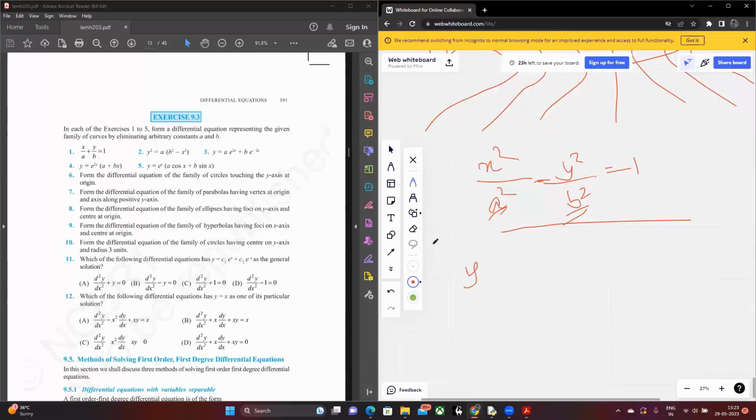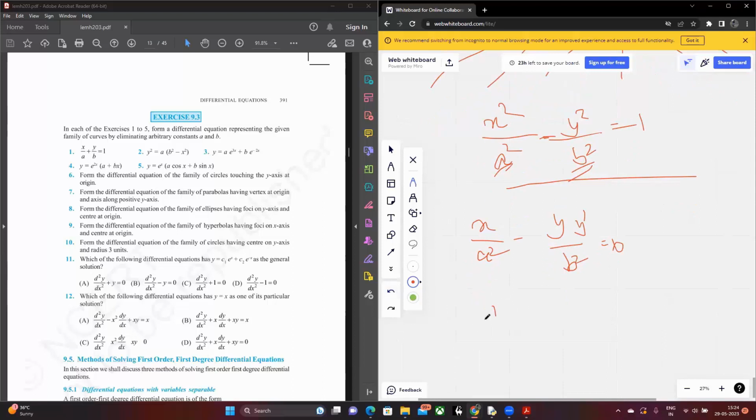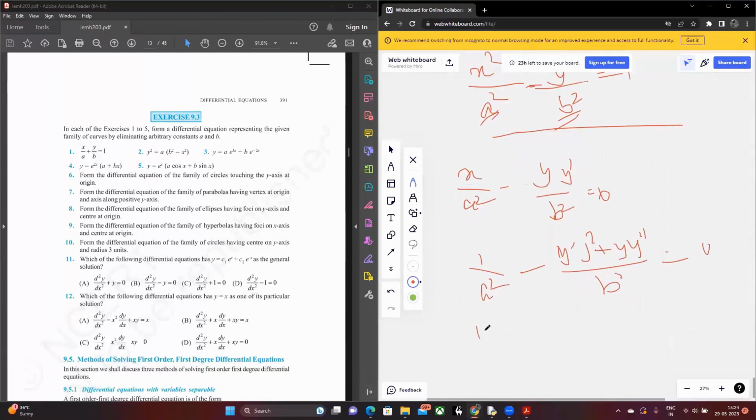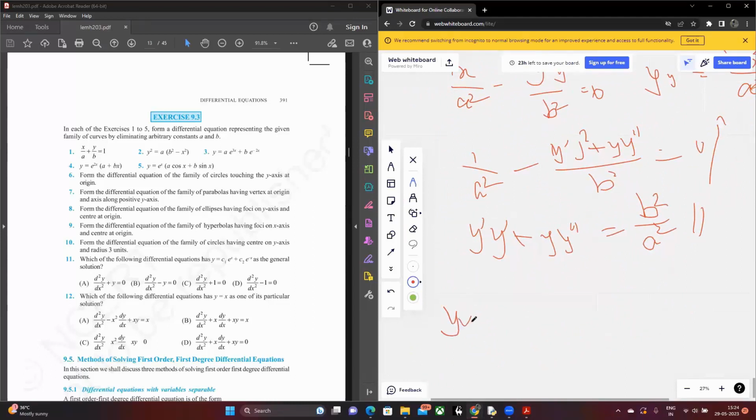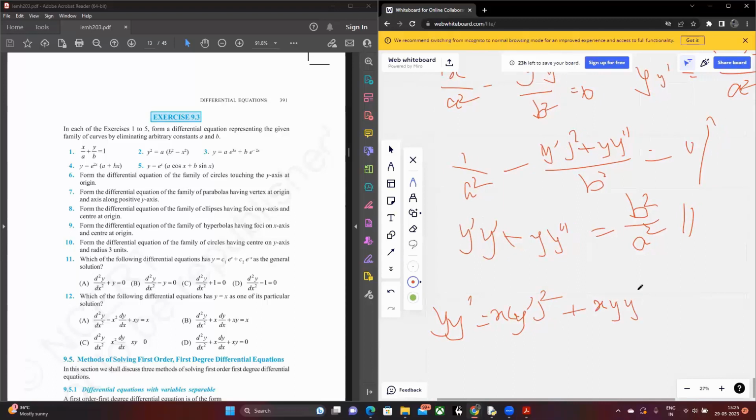Again, differentiated twice, you'll get x divided by a squared minus y dash by b squared equals 0, firstly. And then 1 by a squared minus y dash the whole square plus y double dash by b squared equals 0, right? And so you basically get the fact that y dash into y dash plus y double dash equals b squared by a squared, right? And from here you get that y dash is equal to b squared by a squared into x, right? And so from here, substitute this in this, you basically get the fact that y dash is equal to x y dash the whole square plus xy y double dash.